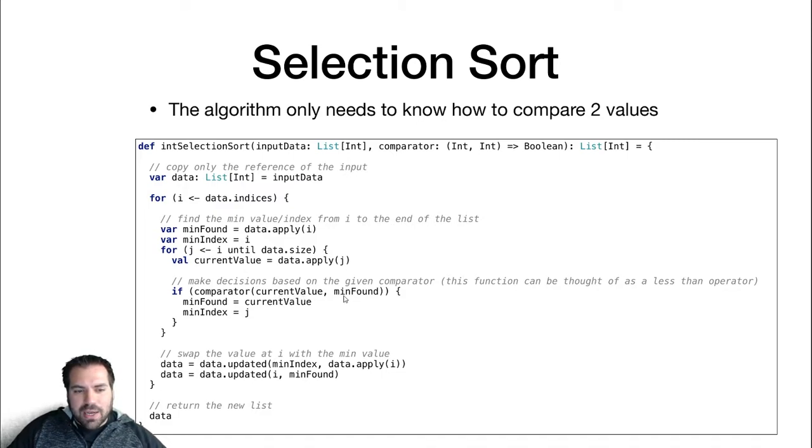Does the value we're looking at come before the smallest value that we've already found? If so, update the smallest value that we found. And then after looking at all of the rest of the array, whatever that smallest value we found, swap it with the value at the index that we're looking at. And then return the list after it's sorted. So that's the code. That's the Scala implementation of what we talked about on the last slide.